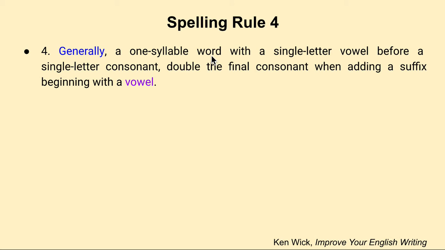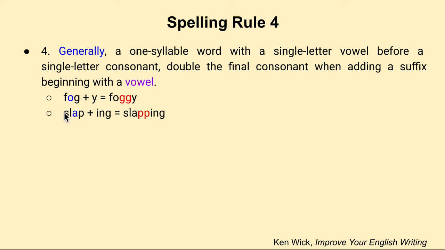Basically, when you have a one-syllable word, and a single letter vowel just before a single letter consonant at the end, then if you're going to add a suffix, you double the final consonant. So fog. Here you have a single syllable word, a single letter vowel before a single letter consonant at the end. You're adding a vowel, so then you double the consonant here. Fog plus Y, foggy, you double.